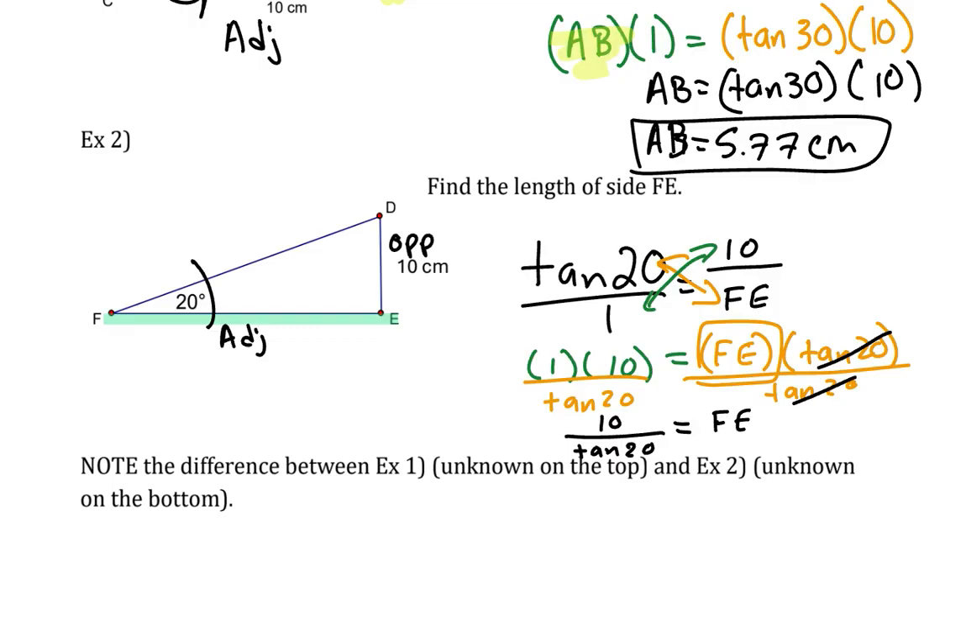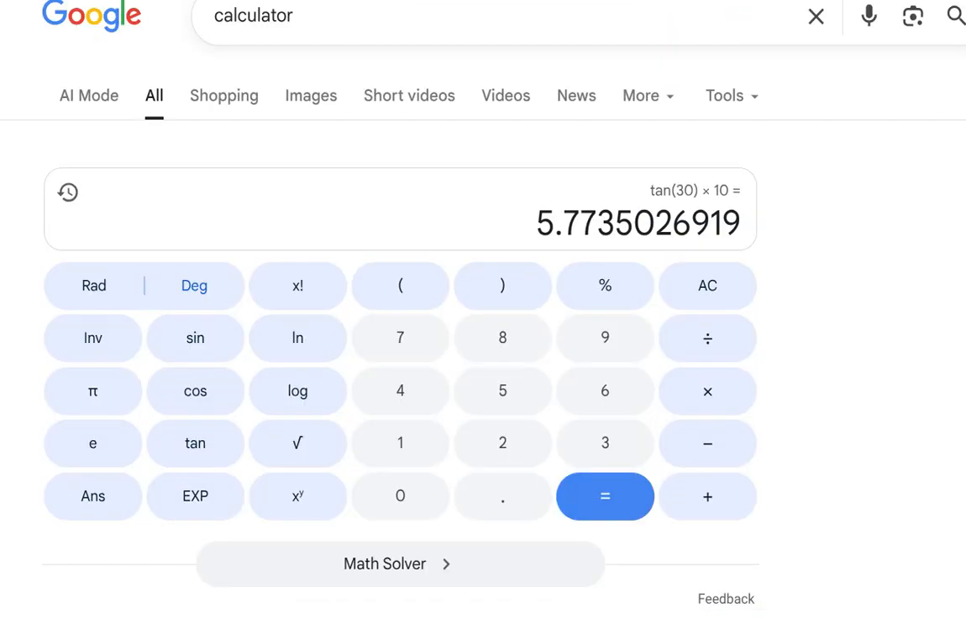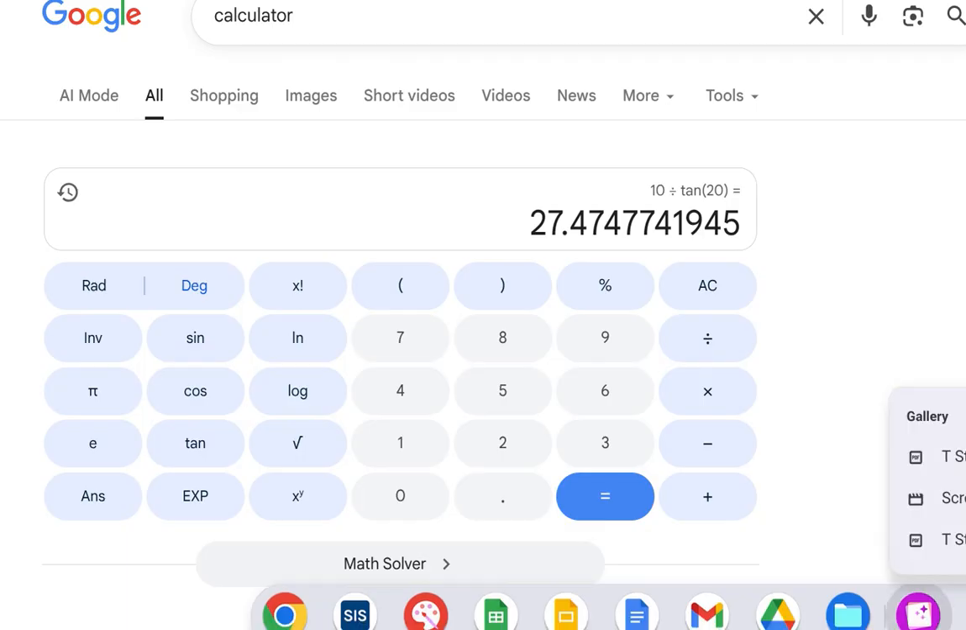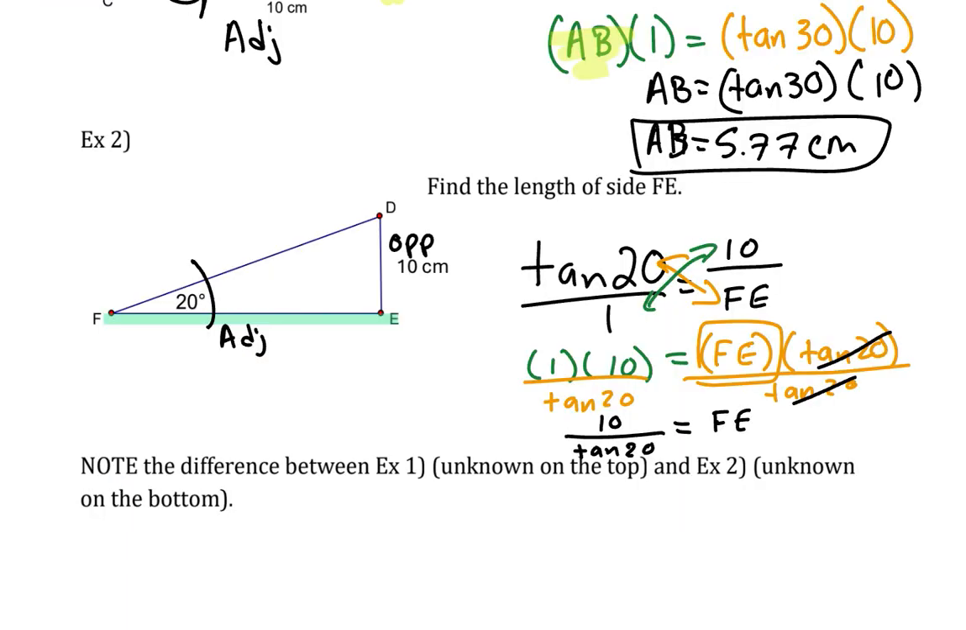Now I'm going to go to my calculator here, and I'm going to go 10 divided by the tan of 20. Hit equals. There we go. 27.474774. So we're just going to round it to 2 decimal places, which is 27.5. So then FE, it got a little squishy there, equals 27.5 centimeters.